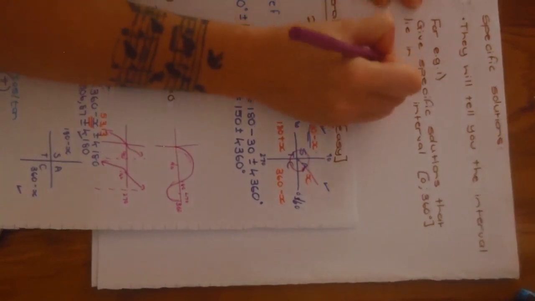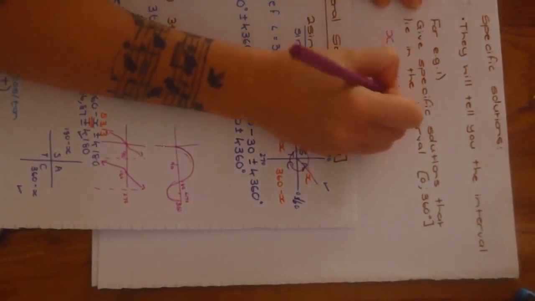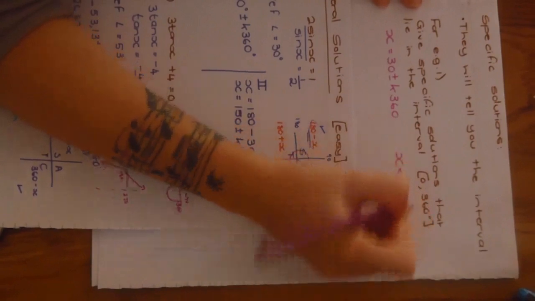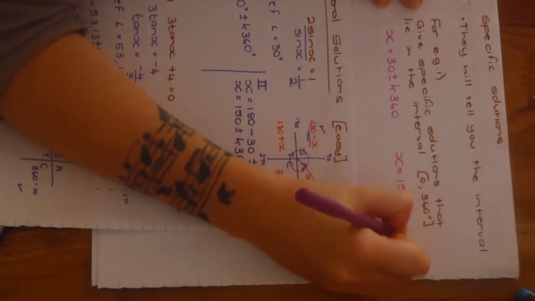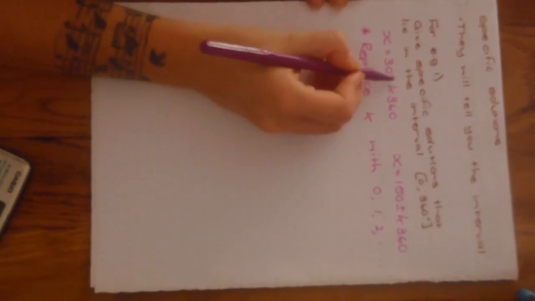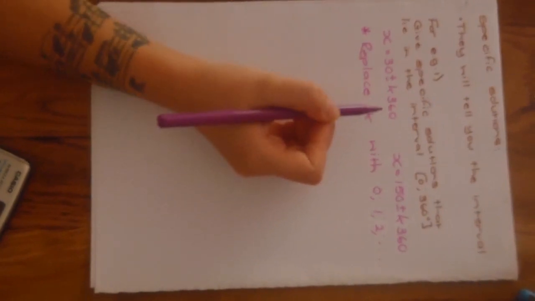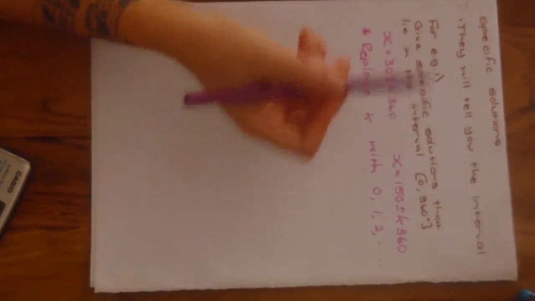So our two solutions was x equals 30 plus minus k360, and our other solution was x equals 150 plus minus k360. Okay, this one's going to work out quite easily. So what you're going to do is start by replacing k with 0, then 1, then 2, etc. That's why I've got that plus minus. It doesn't really matter, but essentially you're first going to plus 360, then plus 2 times 360, then plus 3 times 360, and then you're going to do minusing.